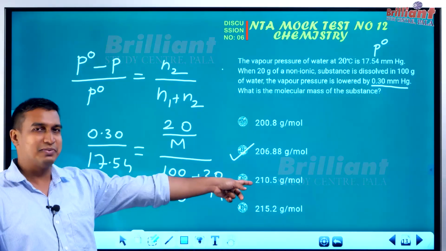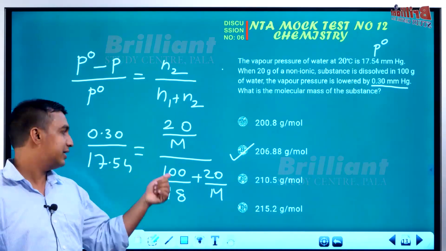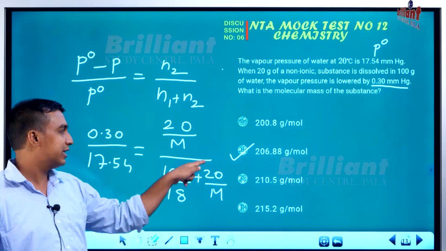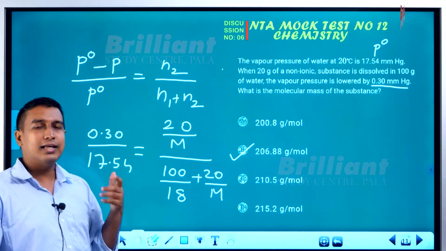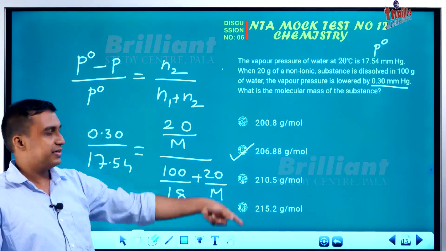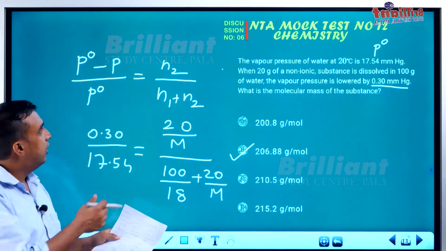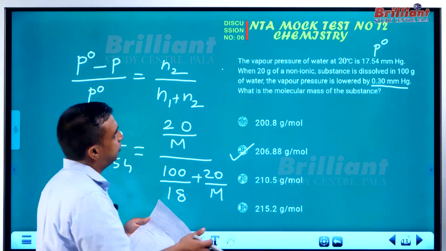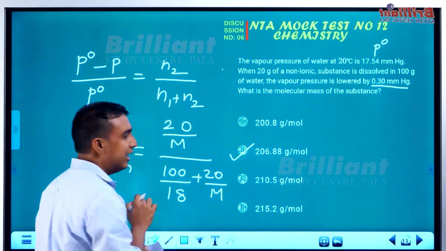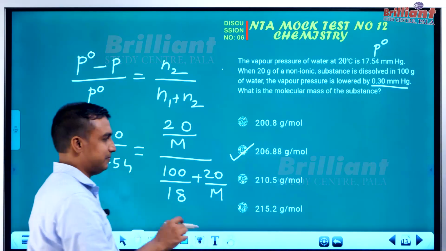So it's very easy to make a mistake here. So be careful about that. It's not a very dilute solution. You cannot neglect this 20 by M in the denominator. Options are very close, so do not take a risk like that. So from this we understand that the answer for this particular question is B. Coming to the next question.